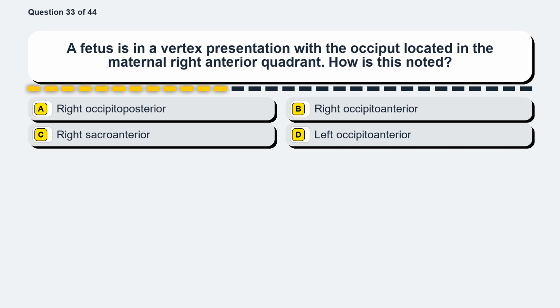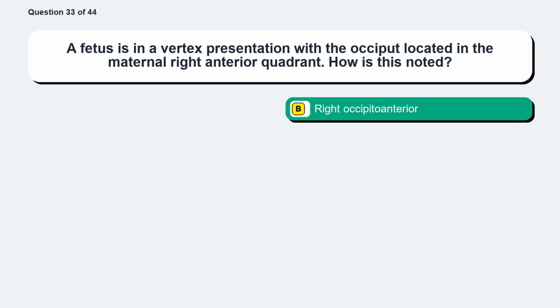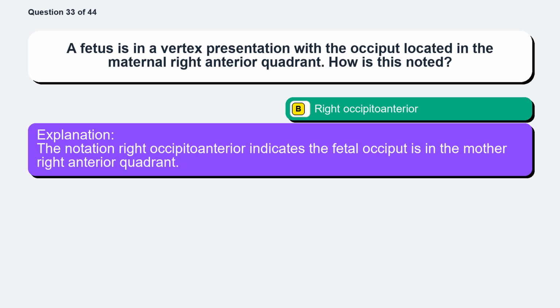How is this noted? Option A, right occipito-posterior. Option B, right occipito-anterior. Option C, right sacro-anterior. Option D, left occipito-anterior. The correct answer is option B, right occipito-anterior. The notation right occipito-anterior indicates the fetal occiput is in the mother's right anterior quadrant.